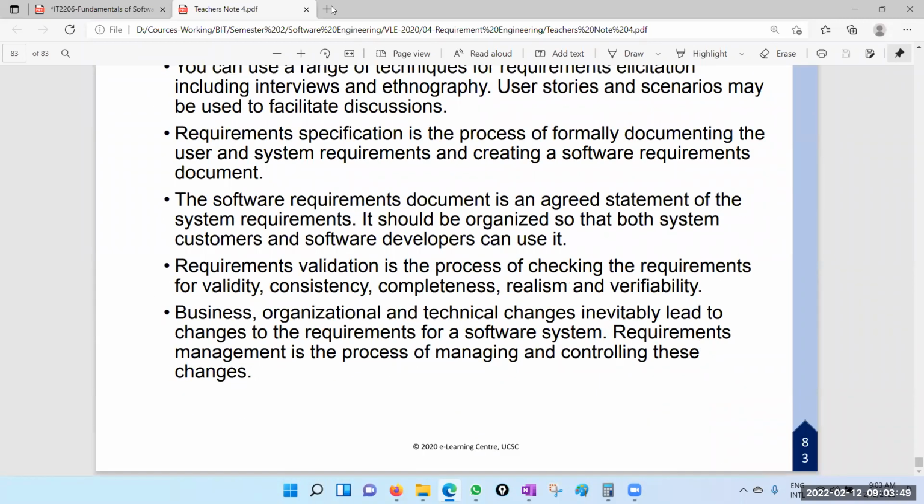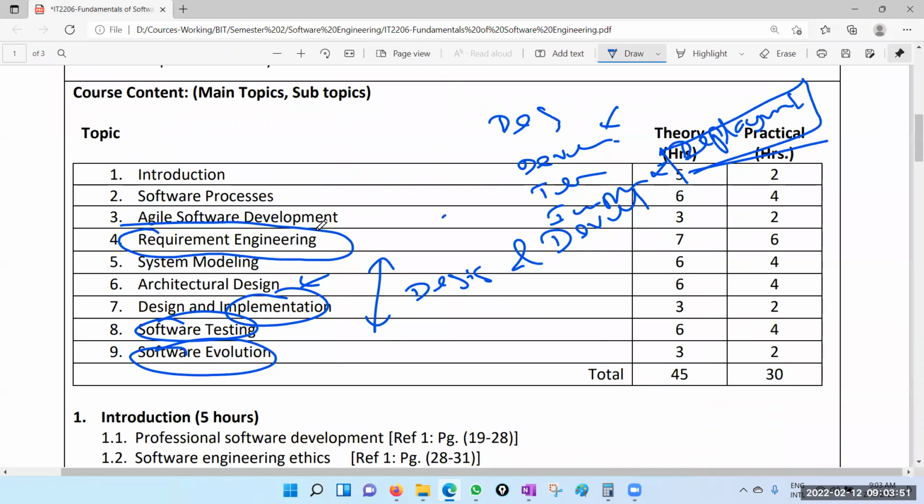Right. So that's it for requirement engineering. Now we are moving to our next topic, system modeling, architectural design, and implementation. Okay, so we will take those three topics together and discuss them because they are highly related.